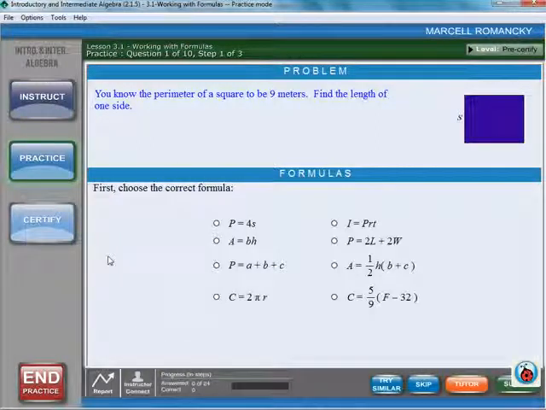First it says, you know the perimeter of a square to be 9 meters. Find the length of one side. So which formula do I need to do? So choose the correct formula. P equals 4s. Okay. So we're going to submit that one.